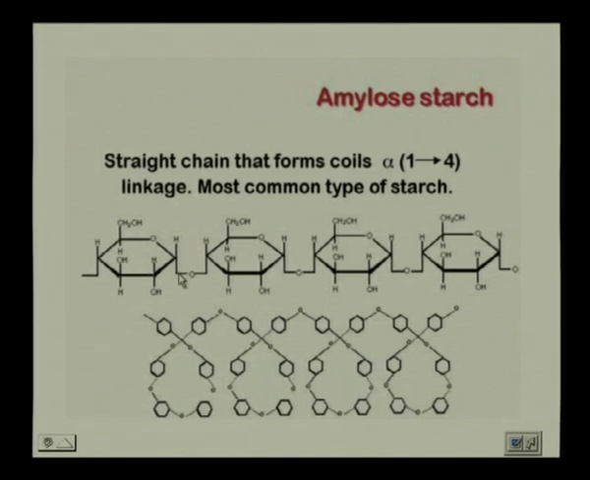What is this now? Alpha 1,4, right? Alpha 1,4, one after the other, then suddenly you have some 1,6. So, you see how it looks like a circle like that. So, you have like a helix structure. Okay? This is amylose starch.